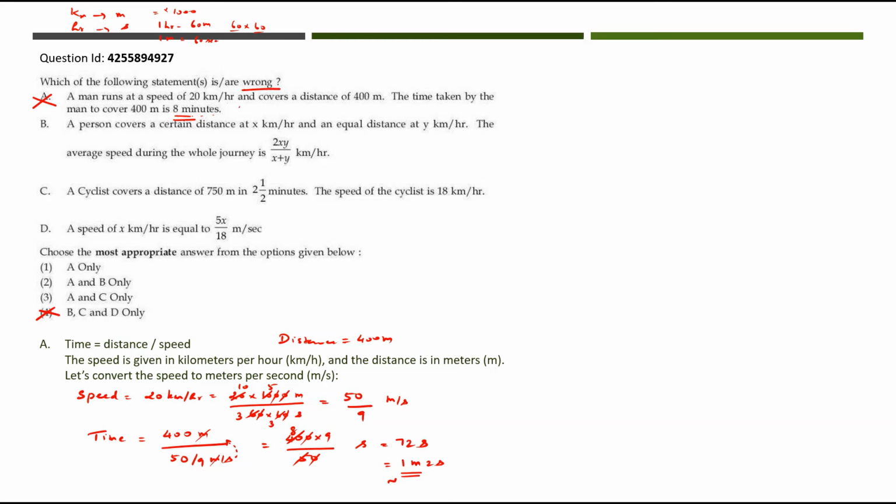What is 8 minutes? 8 into 60 will give 480 seconds. But here it is just 72 seconds, so definitely the answer is wrong. Next, we'll go to B statement.